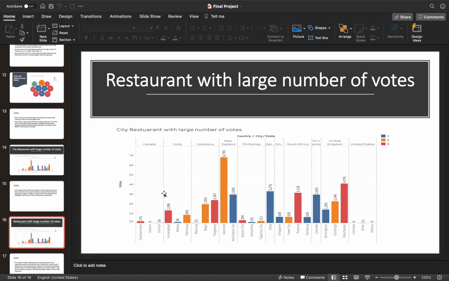Next, coming to the restaurant with a large number of votes. We have different restaurants here. Of all the restaurants, New Zealand has the highest. In New Zealand, the Auckland city restaurant has 6,796 votes, whereas in Wellington city it has 2,926 votes.